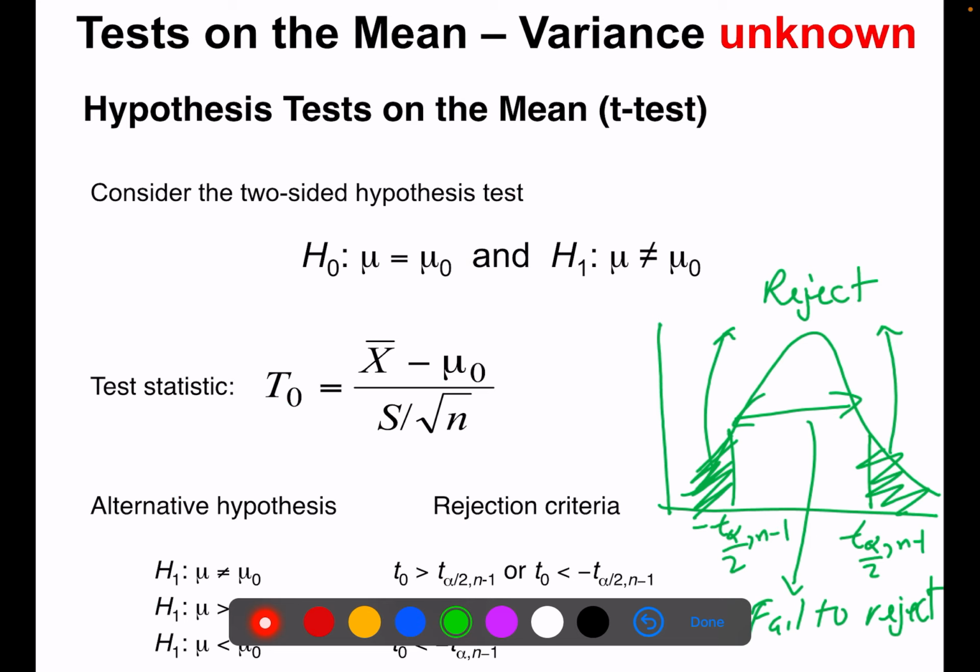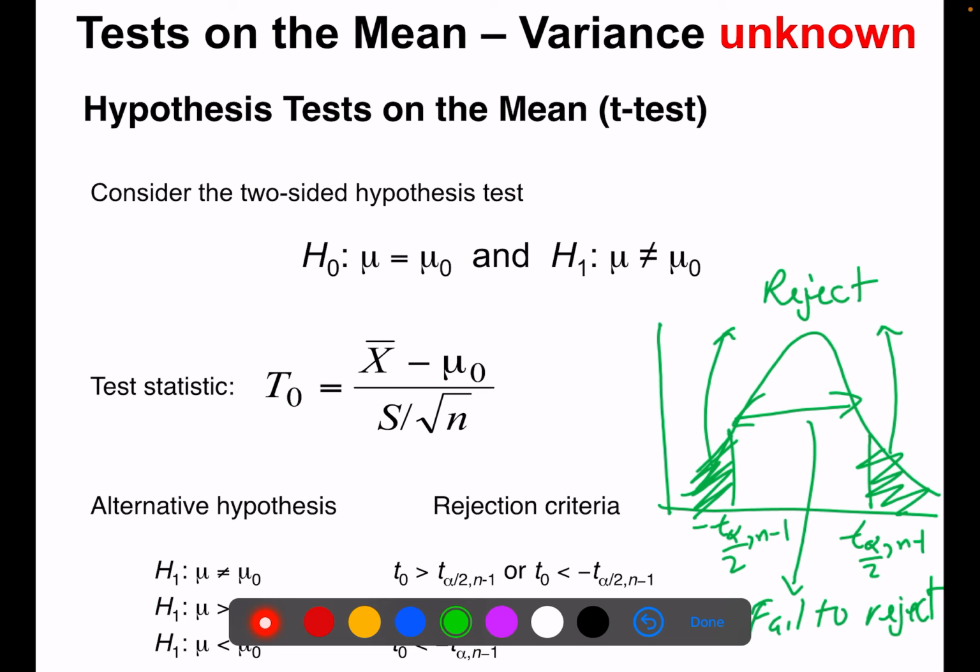So the next is when we test on the mean, but we don't know the variance, and we have few samples, so n is relatively small, less than 40. In these cases we have to use the student's t-distribution. So let's look at an example.